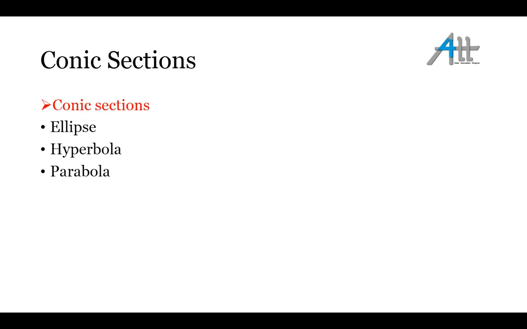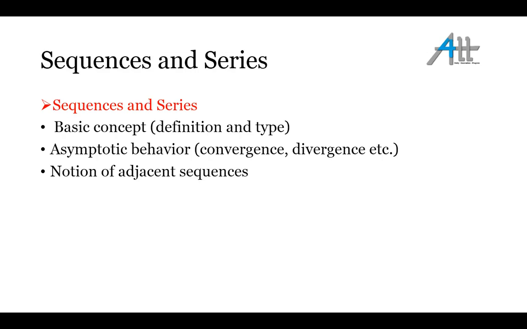Under conic sections, we'll look at three of them: ellipses, hyperbola, and parabola. Under sequences and series, we treat basic concept, that is the definition and the various types. We then look at asymptotic behavior of sequences and series, such as convergence and divergence. Lastly, we visit the notion of adjacent sequences.